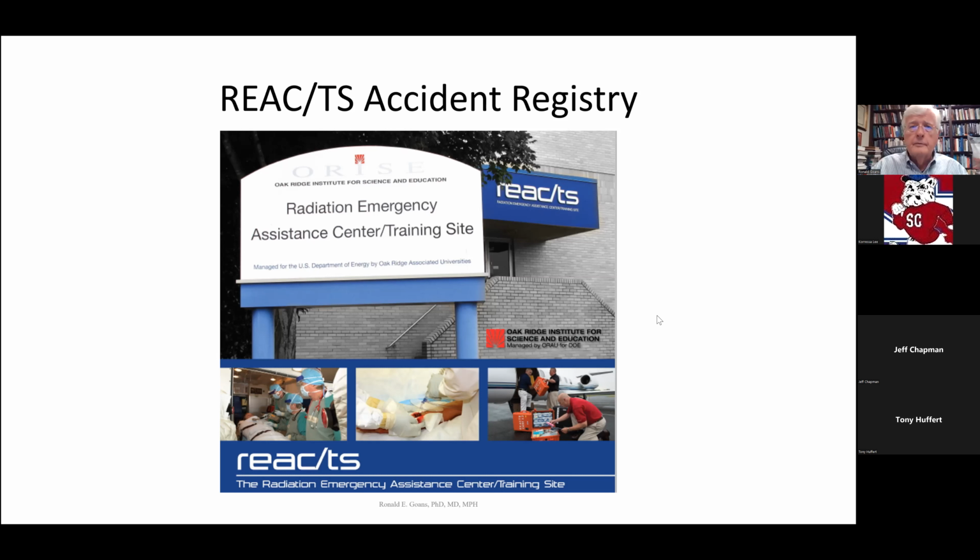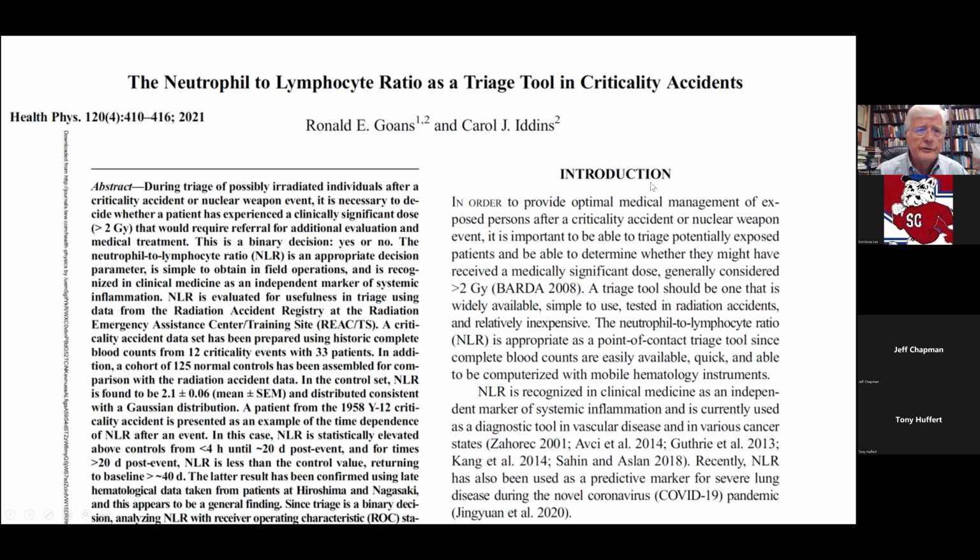Let me point you to a paper that we published in Health Physics just last year, "Neutrophil to Lymphocyte Ratio as a Triage Tool for Criticality Accidents," with my colleague Carol Iddens, who is director of REACTS. I chose criticality accidents because I think it's important for a weapons event, but this technique works for gamma accidents also. And so it really works for any kind of radiation incident.